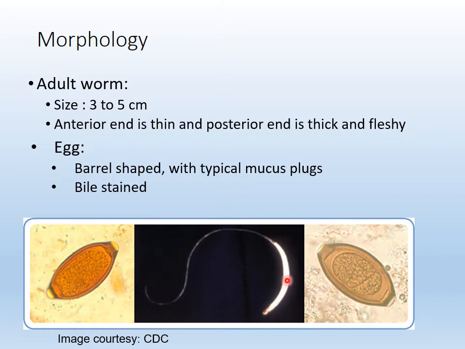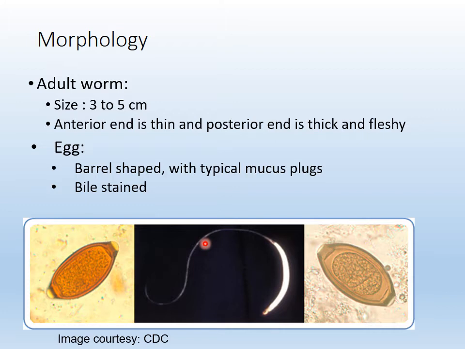So this posterior, which covers almost 40% of its body, is thick and fleshy, while the anterior end is thin, which is hair-like. That's why it is known as whipworm, because this looks like the handle of the whip, and this is like the whiplash. So that is the morphology of the adult worm.